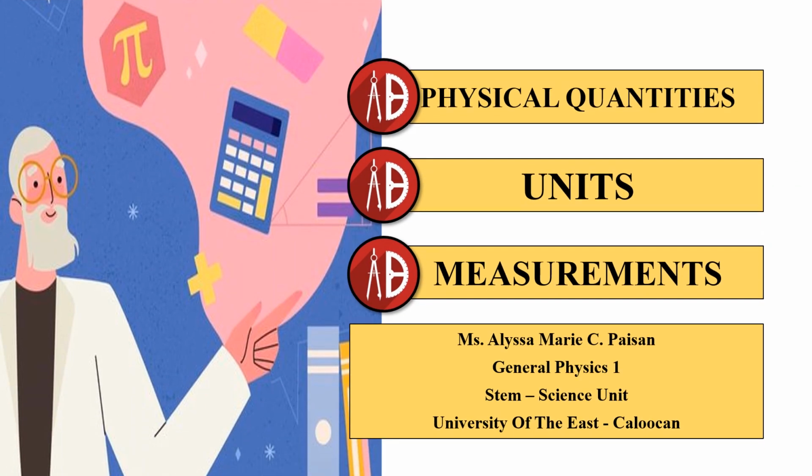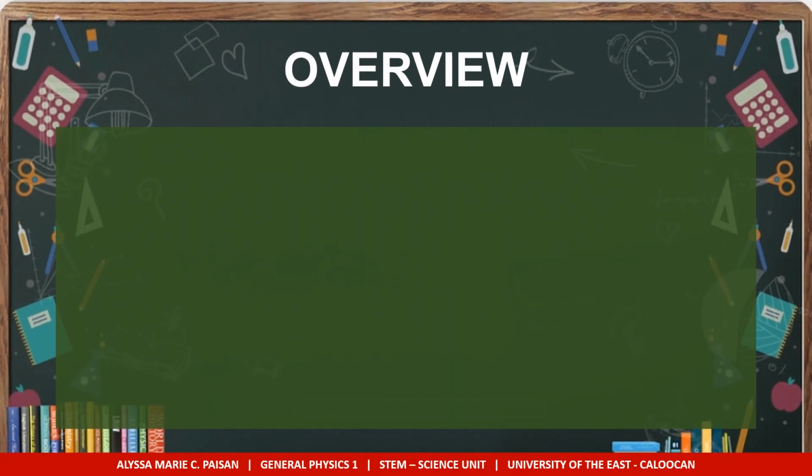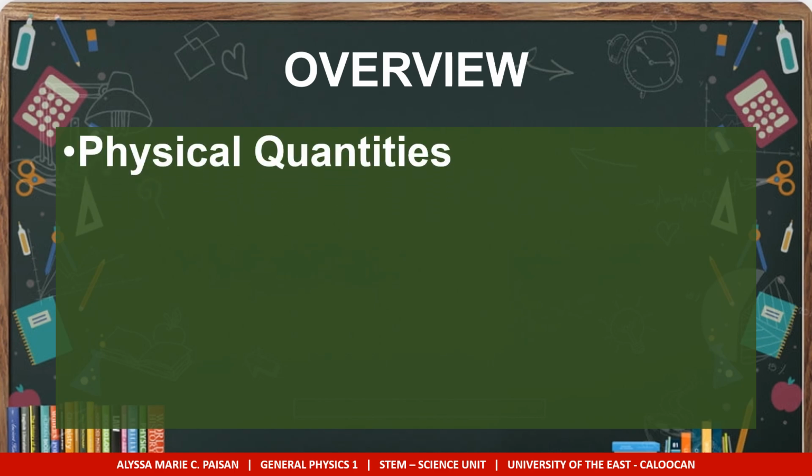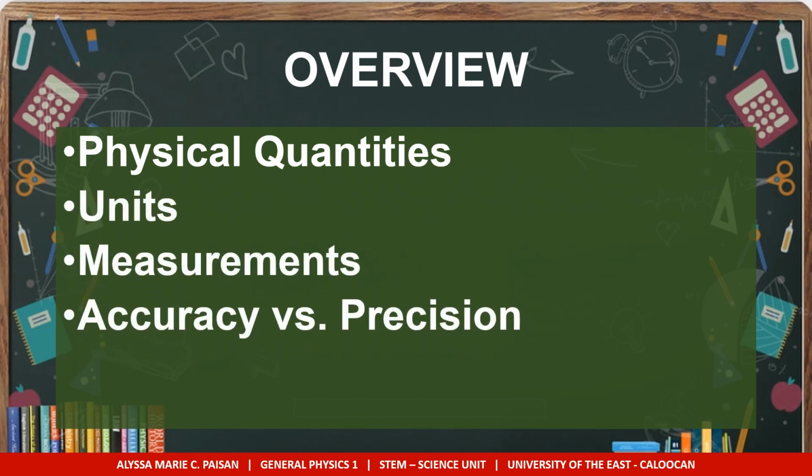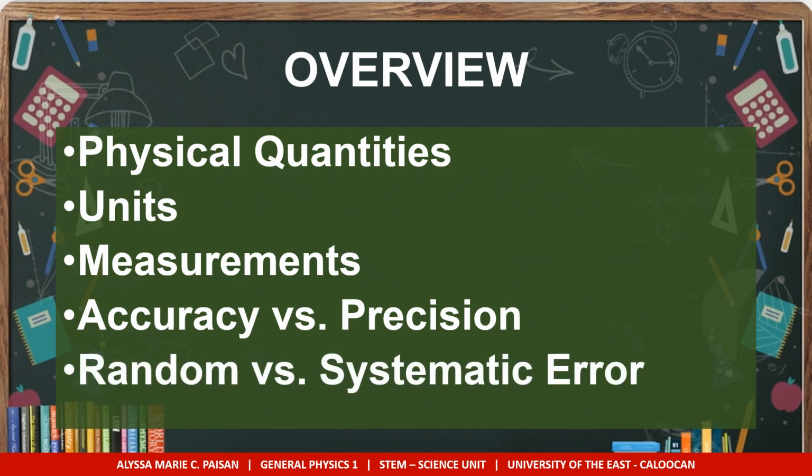Welcome again, STEM students. Today we will be discussing the following: physical quantities, units, and measurements. Our discussion will be divided into the following outline: physical quantities, units, measurements, accuracy versus precision, random versus systematic error.